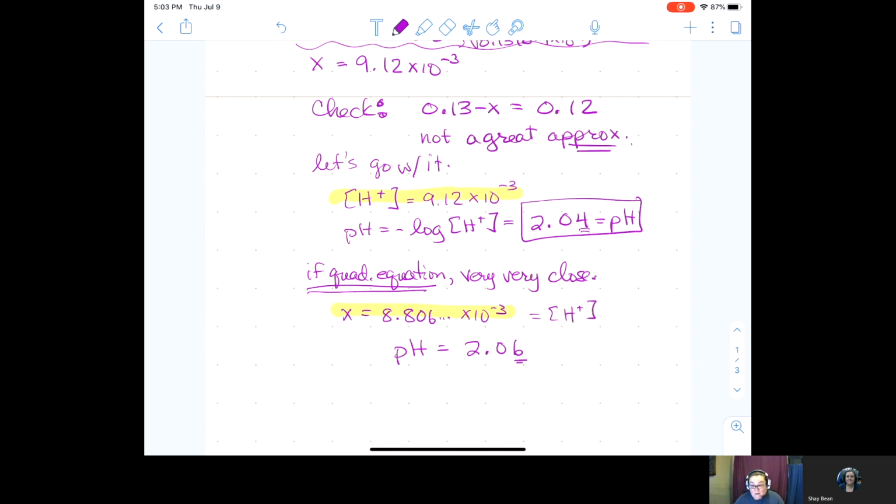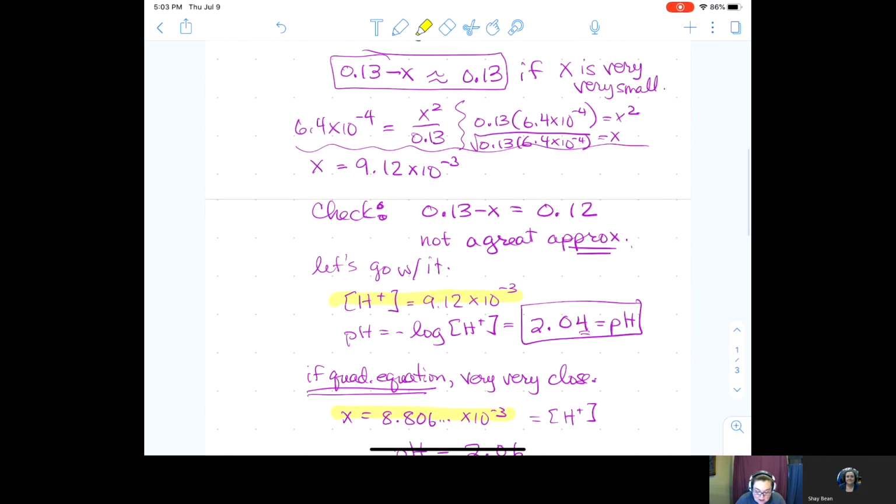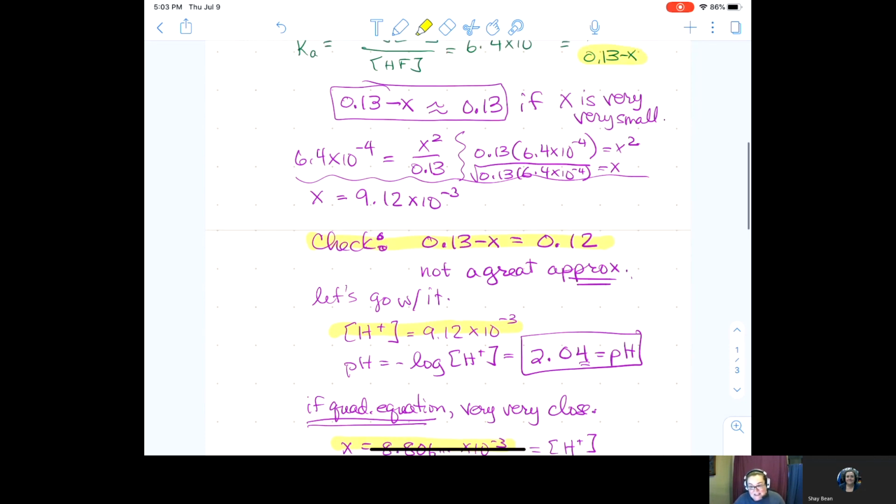You see how that's different in the third digit? That may be far enough off that on a type-in answer, it'll count it wrong. If I come back in and do partial credit on a quiz or an exam, you'd get partial credit back. But it's important to do that quadratic if your assumption doesn't work. I always try the assumption first because it's so quick. And if I go back and check that and it doesn't quite work out, I should be getting 0.13 when I do this check, and instead I got 0.12. So if I do the check and it's not quite right, then I do the quadratic equation.